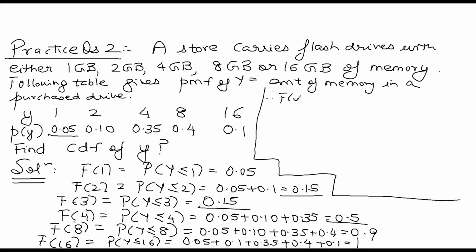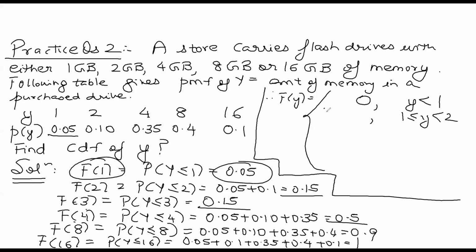Therefore, f of y will take the value 0 if y is strictly less than 1. Suppose y is strictly less than 1, f of y is 0. If y takes the value greater than or equal to 1 but strictly less than 2, the answer will be f of 1, which is 0.05. If y is greater than or equal to 2 but strictly less than 4, the answer will be f of 2, which is 0.15.